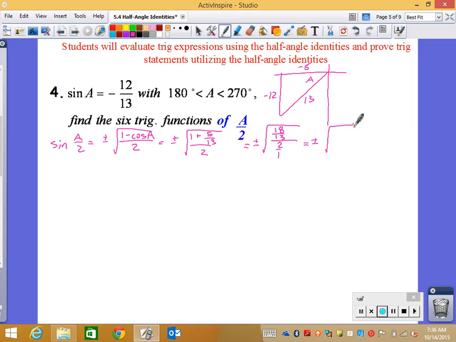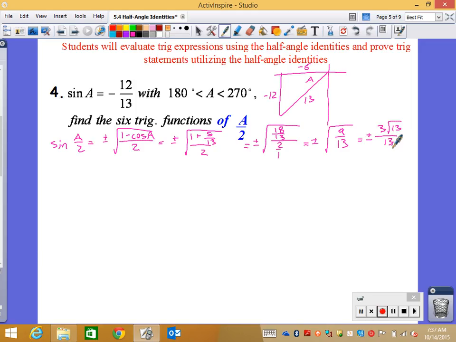Flip the fraction, we get 18 over 13 times 2, or we can simplify that to 9 over 13 right away. Now notice on top we have a root 9, so it's a 3 divided by square root 13. So I need to rationalize that. So this becomes plus or minus, well, we get 3 root 13 over 13 is my answer.